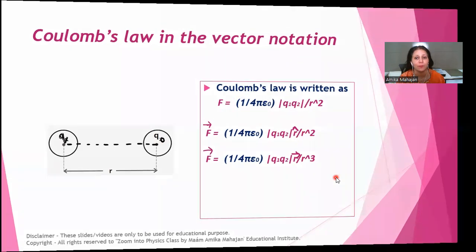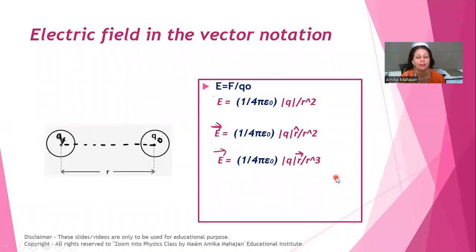Now, what we have to do? We have to write electric field in vector form. So this electric field is F by Q naught. This is the magnitude of electric field. When I divide force by Q naught, this test charge will cancel. Now, this will be the expression for electric field. Again, if I have to write in vector form, I have to multiply with some unit vector. So E will be multiplied by unit vector R cap to get electric field in vector form.